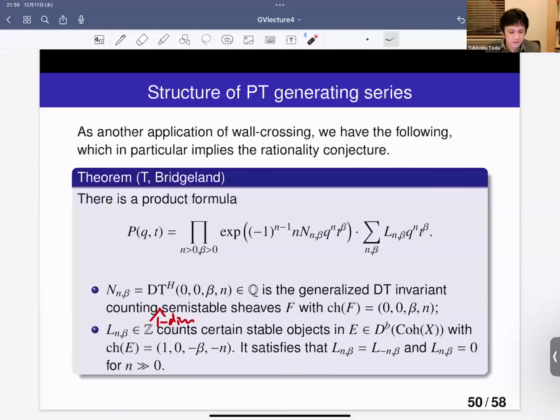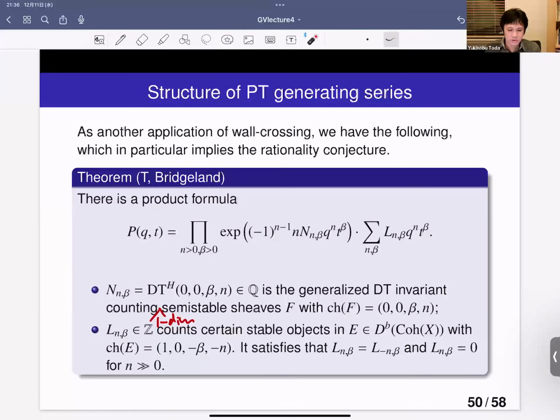So this is the generalized DT invariant, which is not necessarily an integer, but a rational number. This last term is more mysterious, and it counts certain stable objects E, but with the same Chern character which appeared in the DT or PT invariant. And this is counting stable objects, not necessarily sheaves, but for some special choice of stability condition, which has some symmetric properties. And this symmetric property gives some symmetry of this invariant itself.